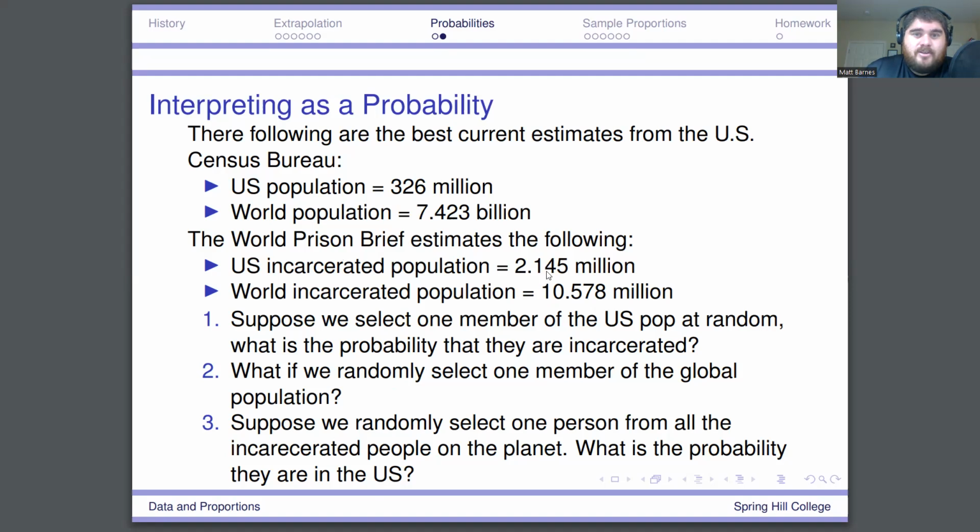2.145 million. So this would be the top of our fraction here, this 2.145, and the bottom of our fraction will be 10.578, right? And that would give us our probability there.